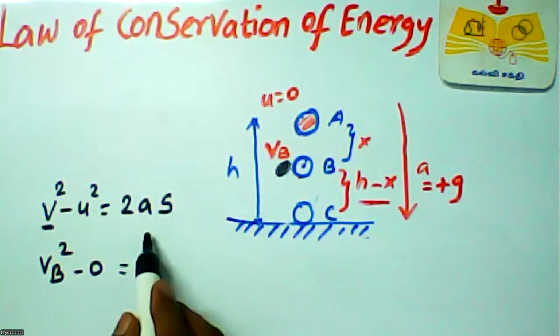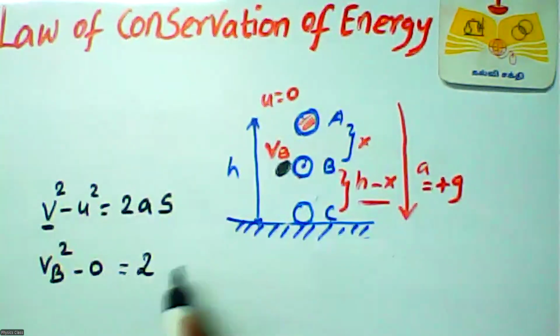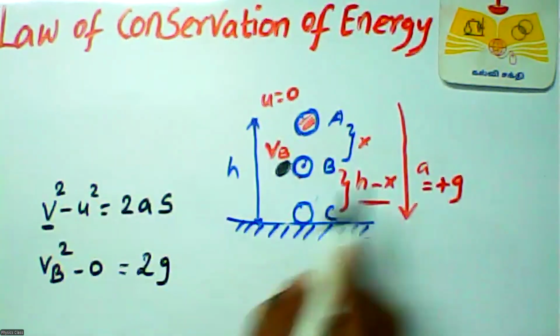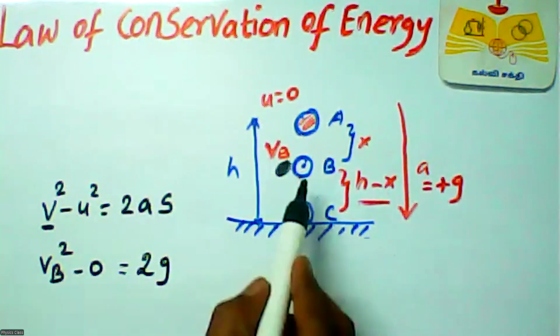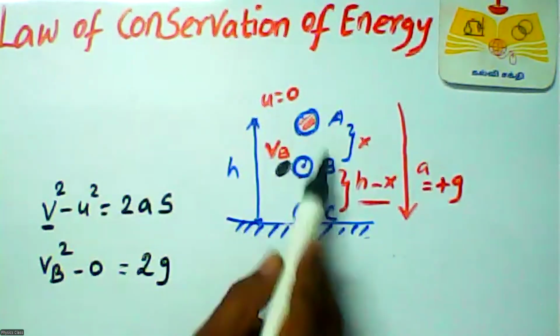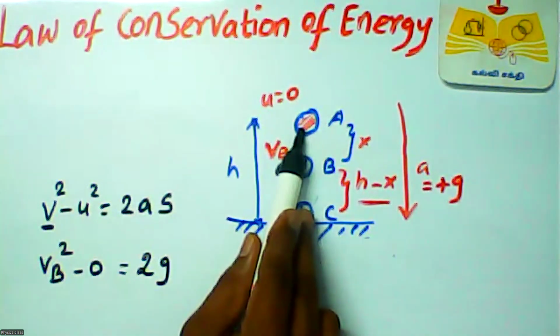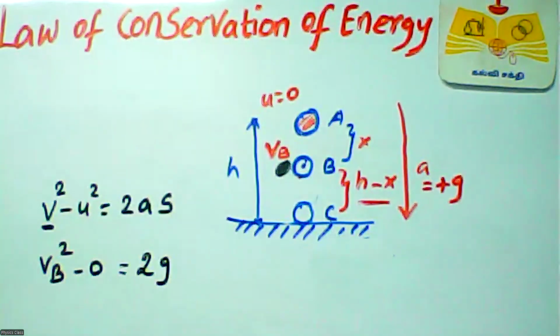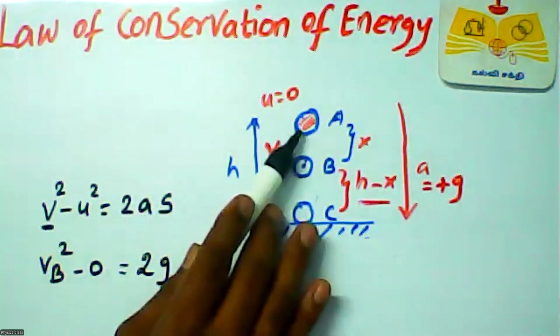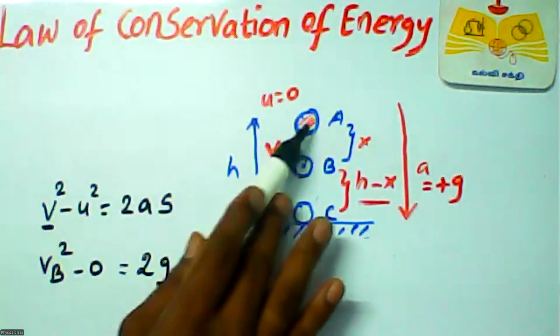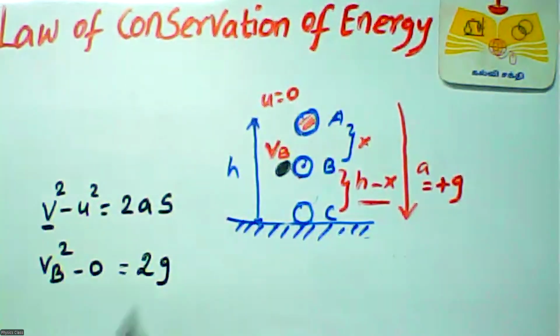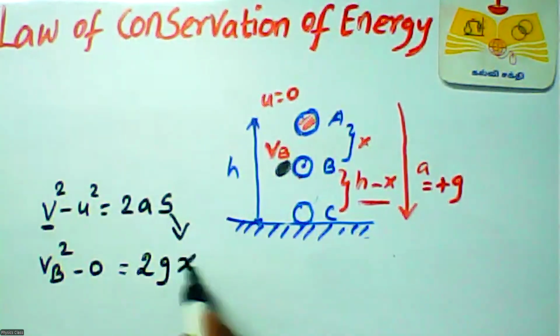2, A means G. A is equal to G. So 2 into G. S means displacement. At B, the object has a displacement X because of that position. A is the topmost layer and B is the middle layer. Once the ball goes from the top layer to the middle layer, it travels a displacement X. Then S is replaced by X.